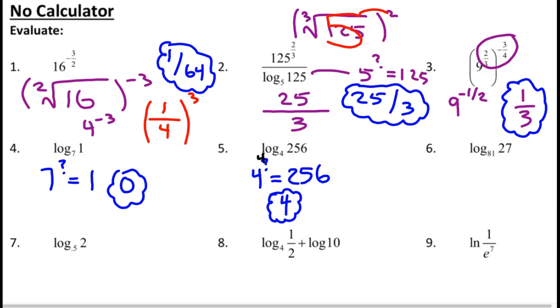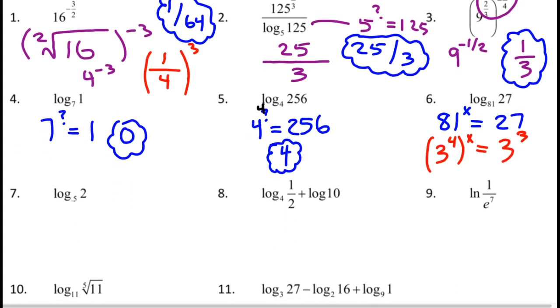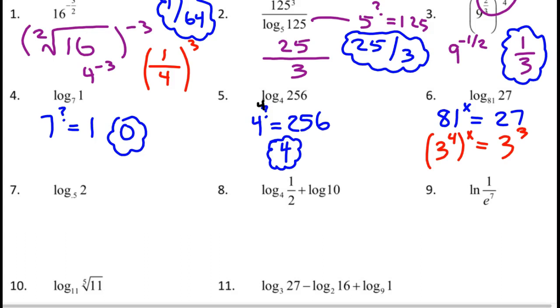Next one is a little bit trickier. This is going to be when you rewrite it as an exponent. 81 to what power? I'll use a variable this time. So 81 to what power is equal to 27? In this situation we rewrite these with the same base. They're both a power of 3. So 81 is actually 3 to the 4th, so that's like 3 to the 4th to the x. And 27 is like 3 to the 3rd. So now we can set the exponents equal.